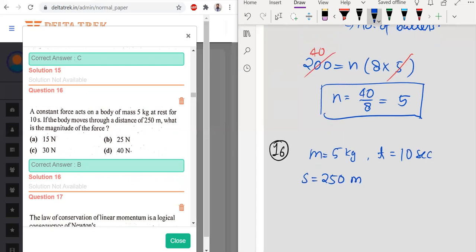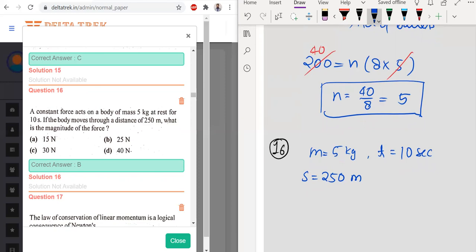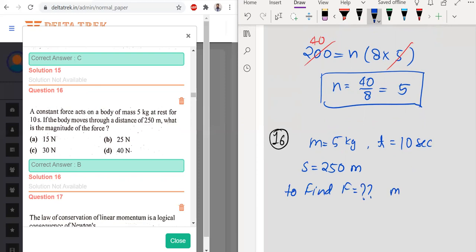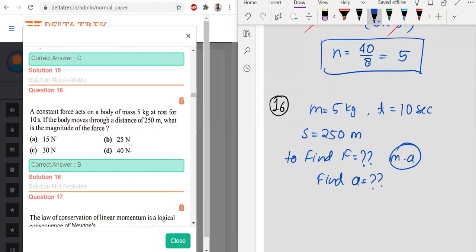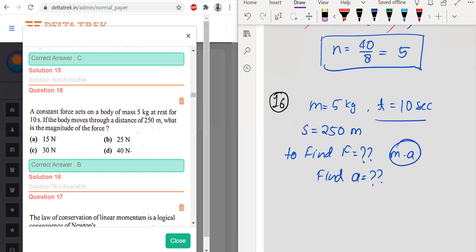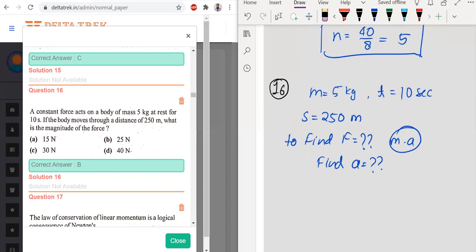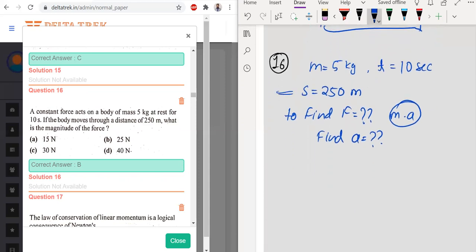Now the thing is, to find the force, to find F, what we need is mass into acceleration. So we need to find A. Acceleration we have to find, and what is given? Time is given, distance is given, and to find acceleration what can we use? Equation of motion. Distance and time are in which equation of motion? Second equation of motion. Clear? We need the equation of motion.